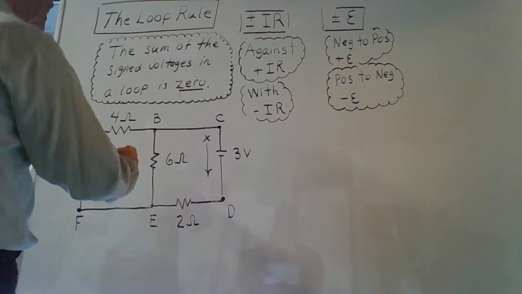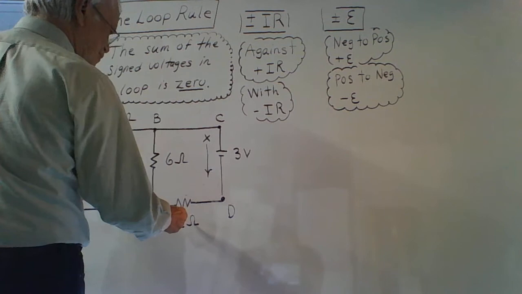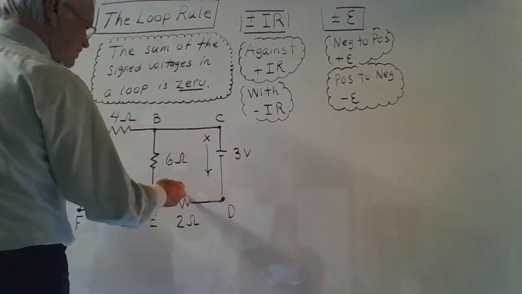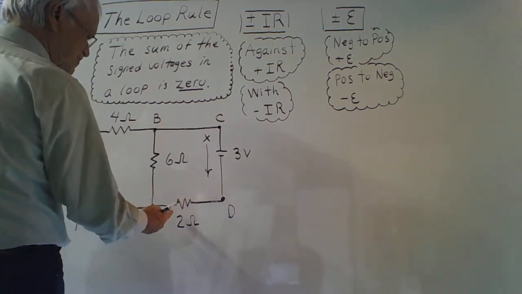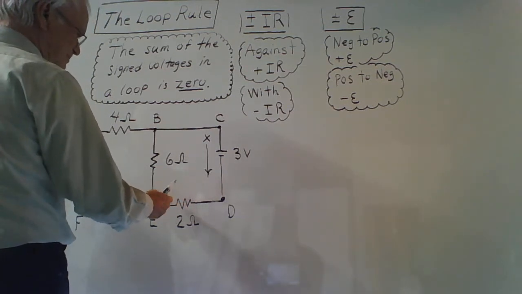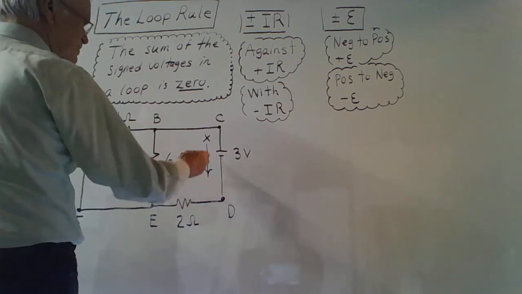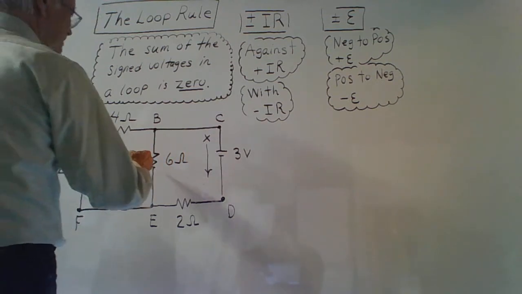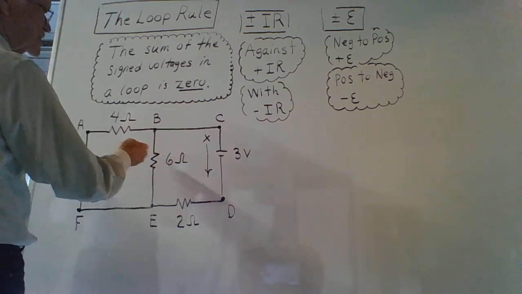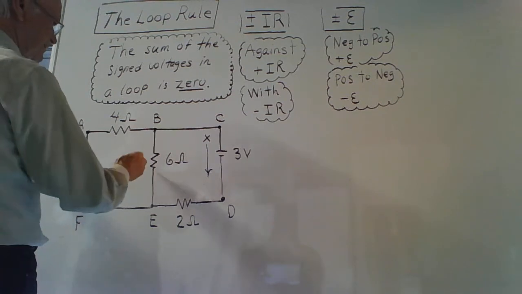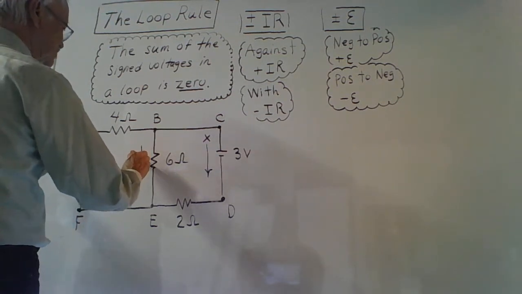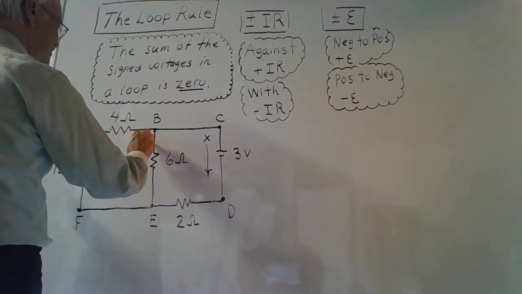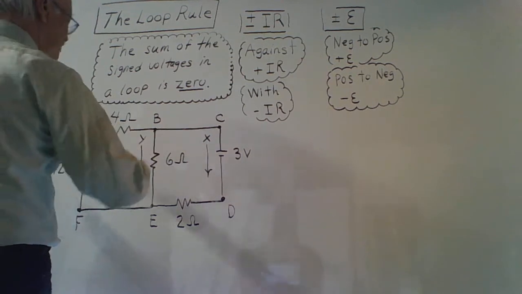Now, the current through the 2-ohm resistor has no choice but to also be X, and I won't label the current direction through this. It will clutter up the diagram, but the current there is the same as whatever that current is. Now, let's give a name to the current through one of the other resistors. I'll assume that the current through that resistor is that way, and I'll call that unknown current Y.